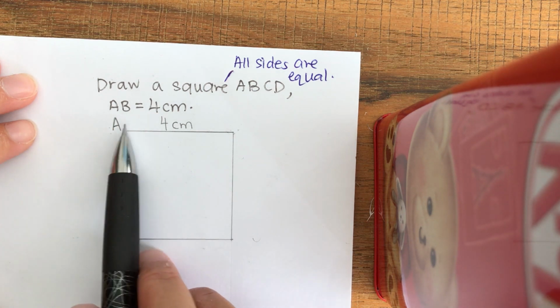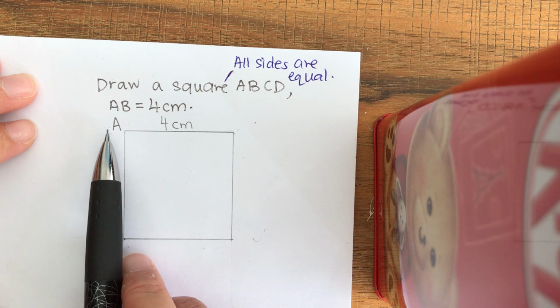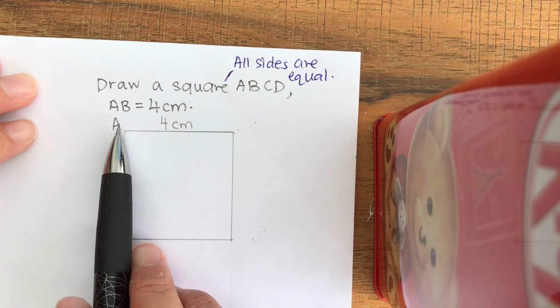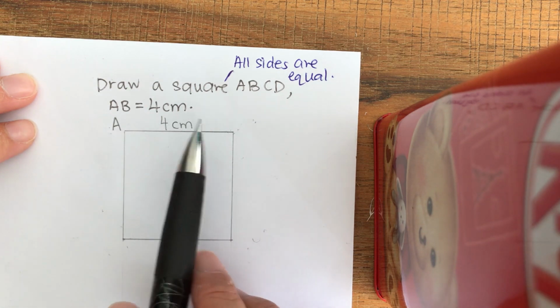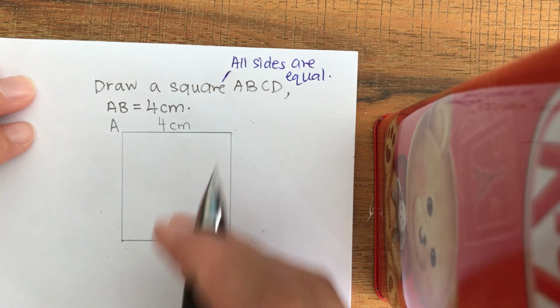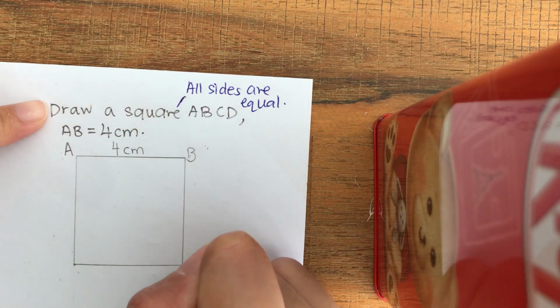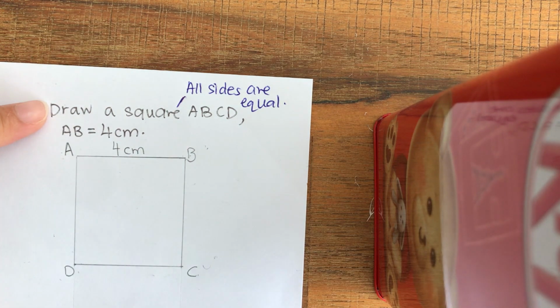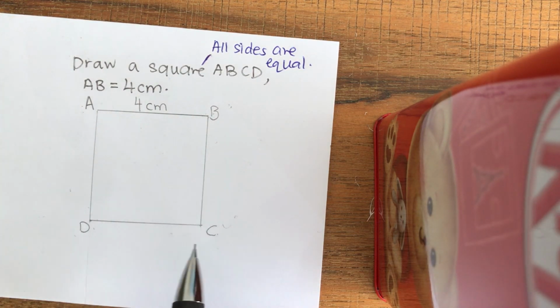You cannot label it as A, B, C, D in a crossing order, because you are not following the rule of labeling. Once again, I repeat, you do not label it that way because there is no direction. You have to follow either clockwise or anti-clockwise. So in this case, I'm going to follow clockwise, so it will be A, B here, C, D. Now, I'm done with labeling the sides.